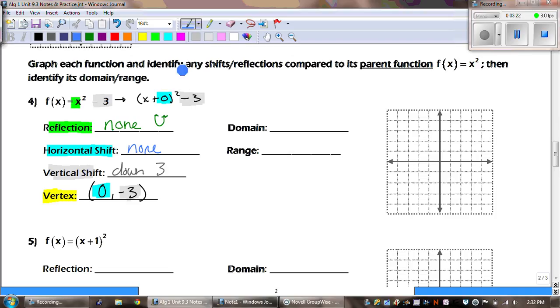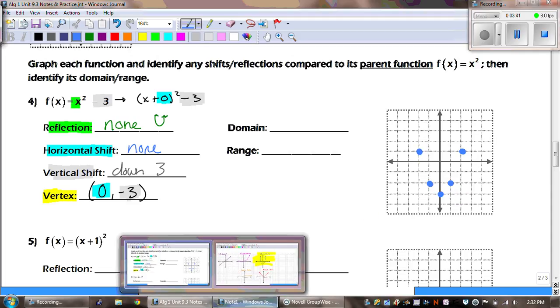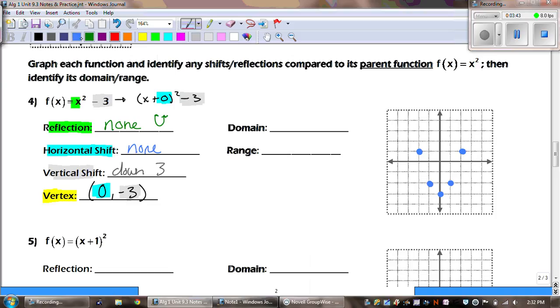Okay, so let's graph. I have to go down 3, but then everything else stays the same. I go up 1, over 1, and then I go up 3, over 1. And then I'm just going to do the exact same thing on the other side. Okay, all I did was follow the pattern. And then I'm going to graph the equation. There we go.